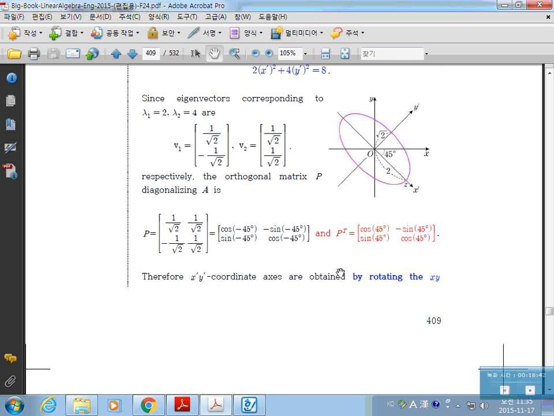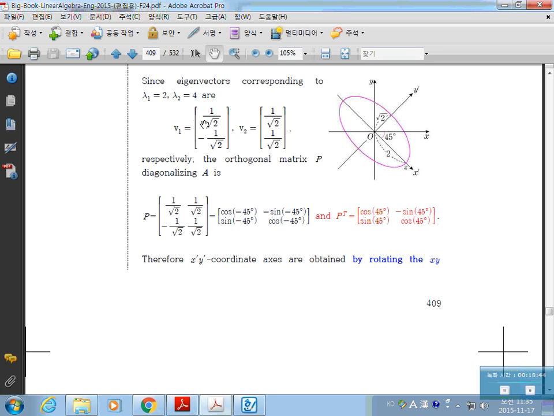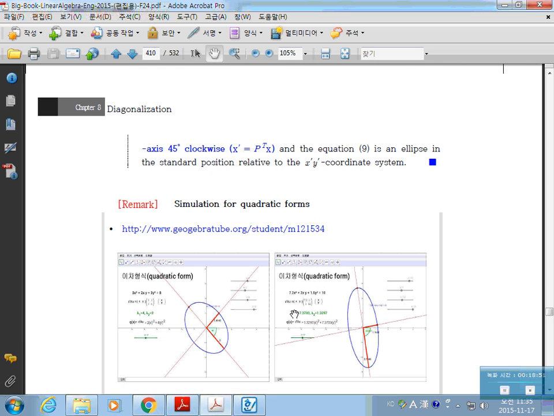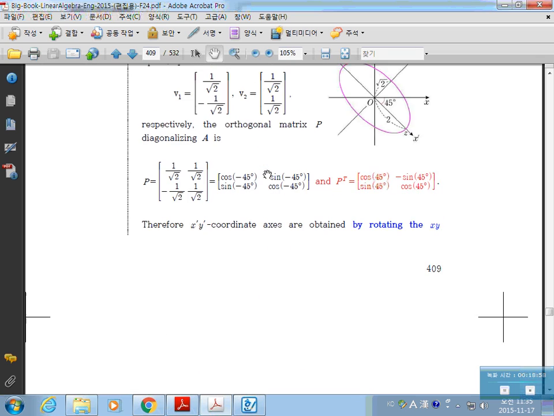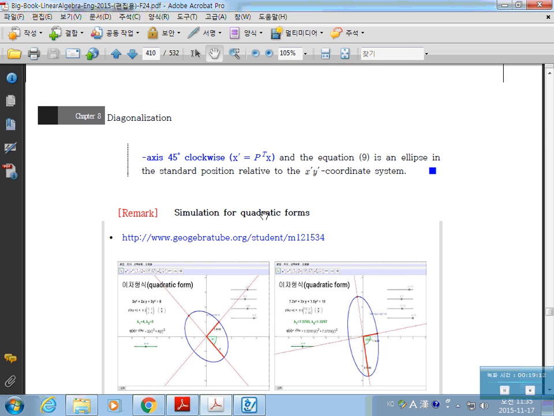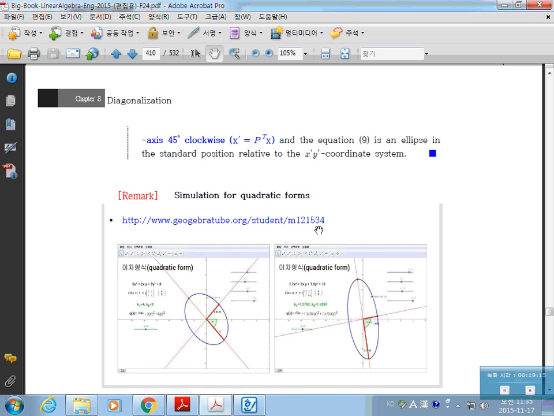So all you have to worry about is finding eigenvalues and corresponding eigenvectors, and normalizing the eigenvectors to form a matrix P, and use this substitution: X prime is equal to P transpose X. So P transpose is the rotation matrix of 45 degrees counterclockwise, and the P matrix is a rotation matrix of 45 degrees in the clockwise direction.